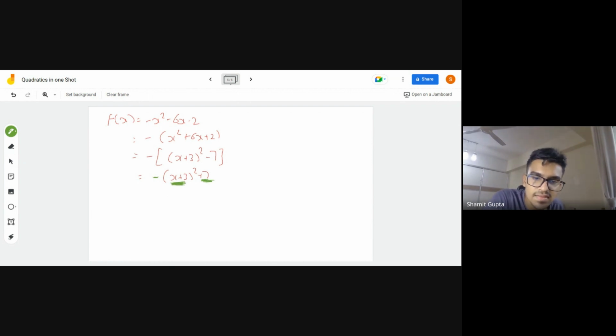And this inside thing, just make it equal to 0. So x plus 3 equals 0, x equals -3, and so on. So (-3, 7) will be your highest point. Again, you can find your intercepts, your roots, the same way. -2 will be the y-intercept, and you can find the x-intercepts in a similar manner. Okay, that's all which is to do with this.